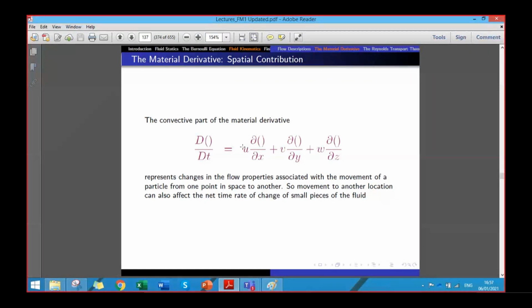Yes, sir. Please tell us which are the spatial parts. Spatial parts are basically the x, y, and z components of the total derivative.